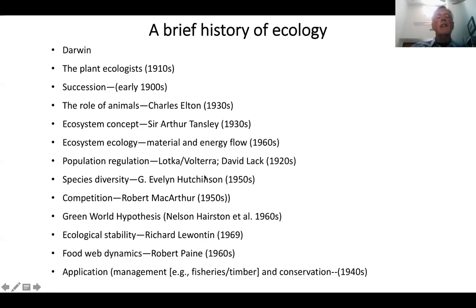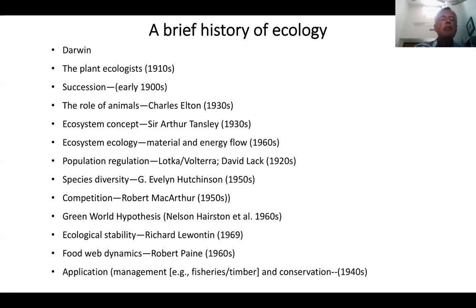The next major development was the study of the diversity of species. It was recognized by this time that there were millions of species around the world, and the question was what was responsible for how many species there were and the patterns of diversity of species. And the major contributor to this was Evelyn Hutchinson. Hutchinson was at Yale University, and he began the study of species diversity.